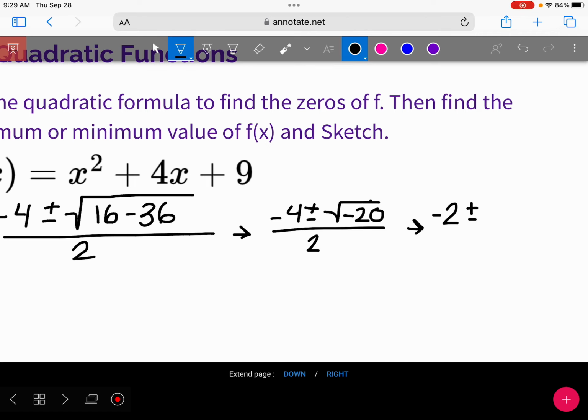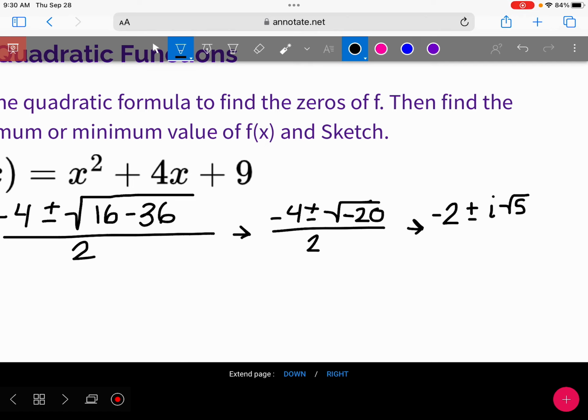Well, what did you pull out of the 20 to make it? We pulled out a 2, because it was a 4. So what's left over? 5. I square root of 5, because it's negative. Yeah, because 20 is 4 times 5, so we pull out a square root of 4, which is 2. The 2 cancels out. We're left with I square root of 5.